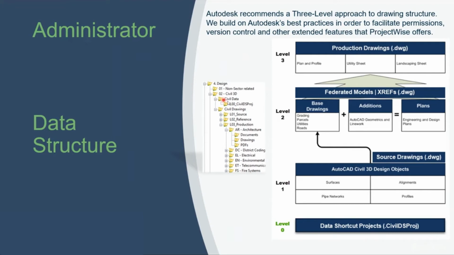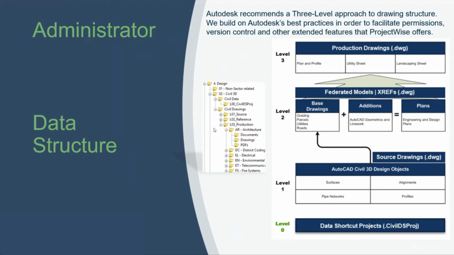So I've got a parent folder set up for the data, and under that is where my DS project file lives. I've got a parent folder set up for my drawings, and under that I break that down by level 1, level 2, and level 3. The reason for that, and we've talked about it a little bit, is access control might be different. You might want to apply a different workflow.